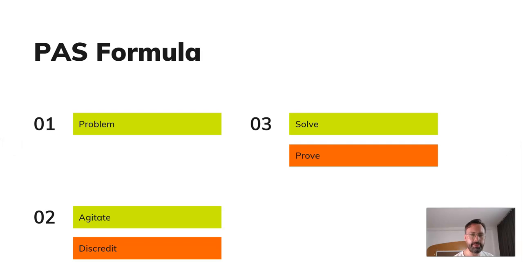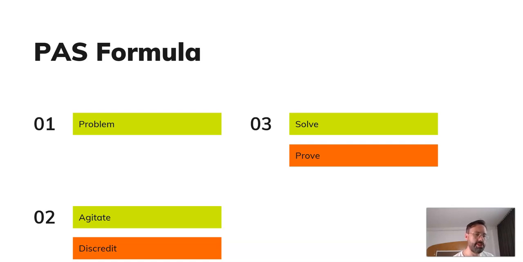And often I like to use a variant of this, a more elongated version. So problem, agitate, solve. But after agitate, what you do is you discredit other solutions. So you say, okay, here's your problem. Your problem's going to get worse. You might think you could do X, but X comes with all these other drawbacks. Y has caused problems for other people. Z doesn't have a guarantee.